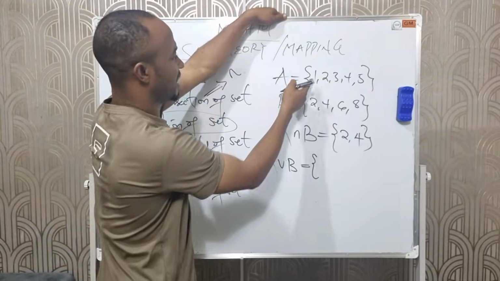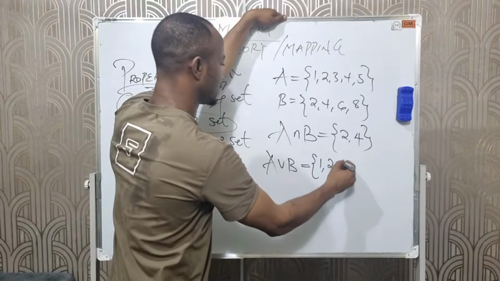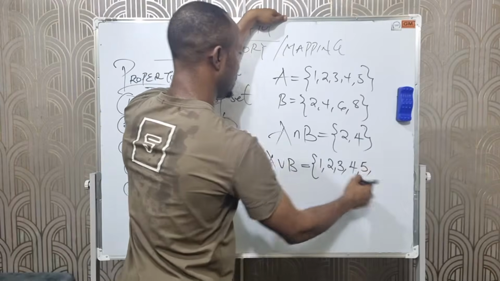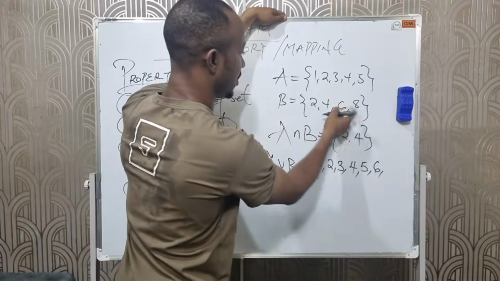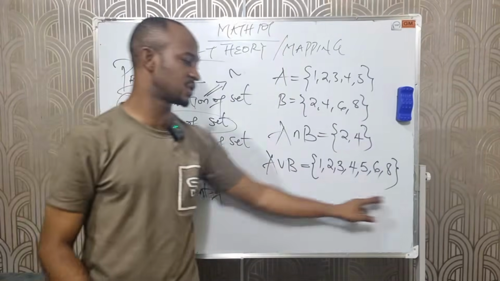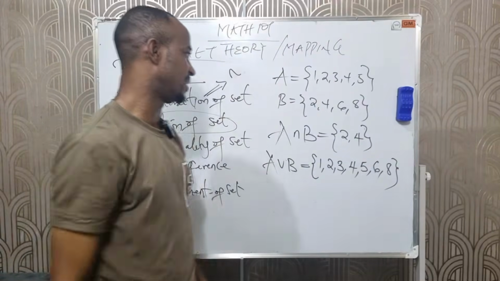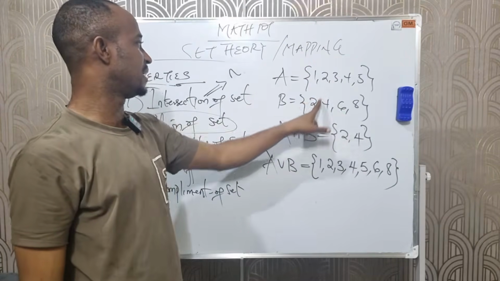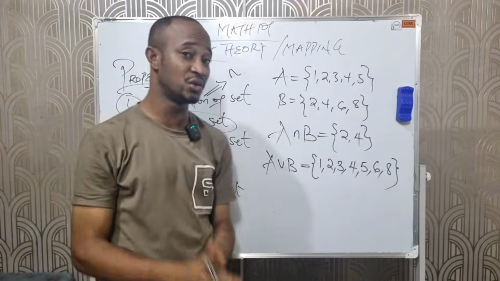Let's watch. The first element we have is 1, followed by 2, followed by 3, followed by 4, followed by 5, followed by 6, and there's no 7, but we have 8. This is called union. A union B equals this. Union means I'm combining, but without repeating any element. If you notice, we have 2 and 2, repeated in both A and B. We only pick one of them. That's called union of a set.